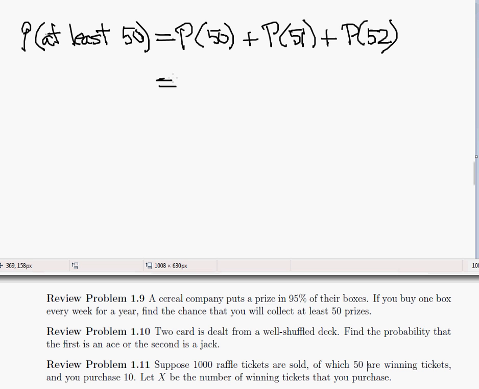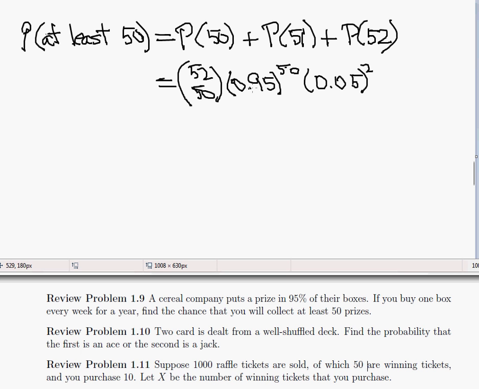However, if you have a cereal company that puts out billions and billions of cereal boxes, then essentially it is independent, even though it's technically without replacement. So, because I have such an enormous population, I will treat this as effectively independent. So the chance of 50 successes would be 52 choose 50 times 0.95 to the 50th times the chance of failure, which is 0.05 to the second.